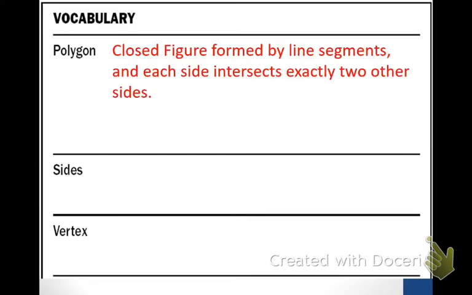It is a closed figure formed by line segments, and each side intersects exactly two other sides. So closed figure formed by line segments, and each side intersects exactly two other sides.